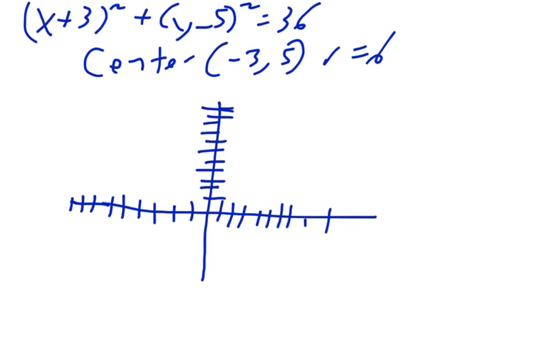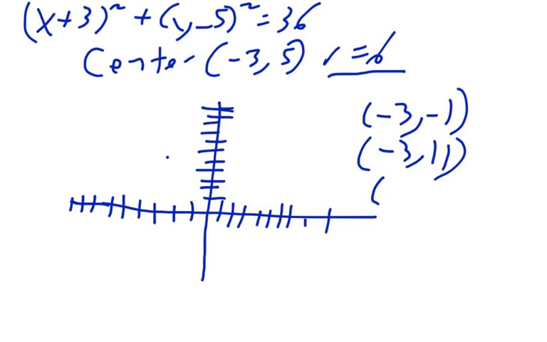Alright, make my little graph here. So my center is negative 3, 5, which is about there. And we're going to have a radius of 6, so that means I'm going to go 6 in each direction. When I go 6 down, I'm going to be at negative 3, negative 1. When I go 6 up, I'm going to be at negative 3, 11. When I go 6 to the right, I'm going to be at 3, 5. And when I go 6 to the left, I'm going to be at negative 9, 5.